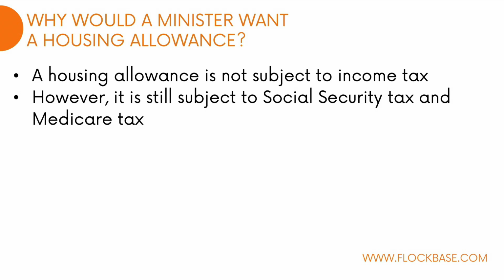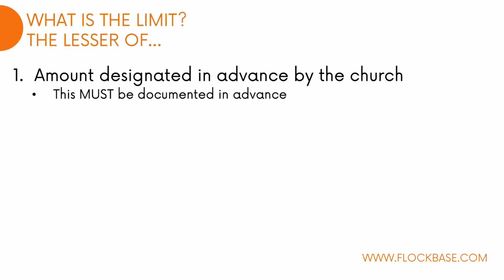Now, of course, if you've opted out of Social Security as a minister, then you're not going to be subject to that tax anyway. But opting out of Social Security is a different topic for a different day. One of the things I want to really make clear during our presentation today is that there are three limits placed on the amount that you can exclude under the housing allowance. This confuses a lot of people, so I'm going to try to be as clear as I can here.